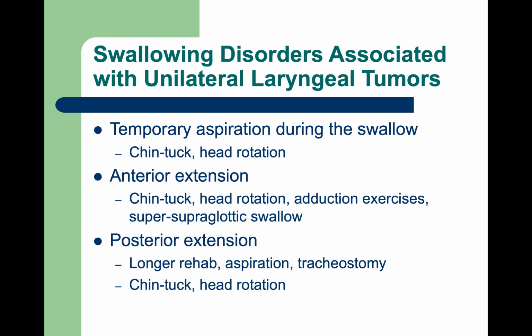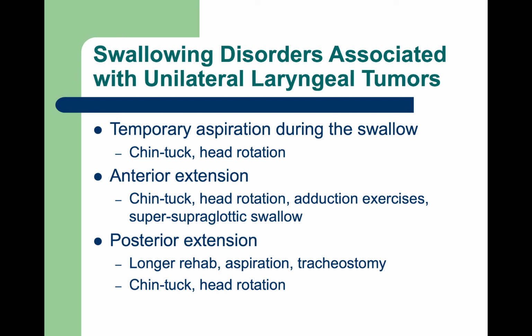The chin tuck is often used in this situation because it will help to push the epiglottis more posteriorly and help to narrow the entrance to the airway. That is, it provides more protection. If aspiration is still present with a chin tuck, the addition of the head rotation to the operated side should improve laryngeal closure. Use of this strategy is typically only necessary for a few weeks.